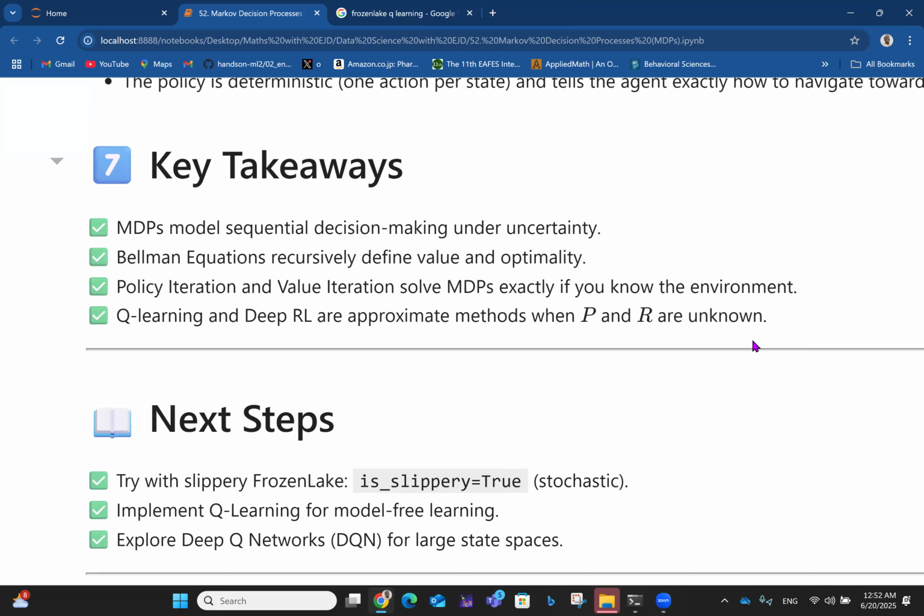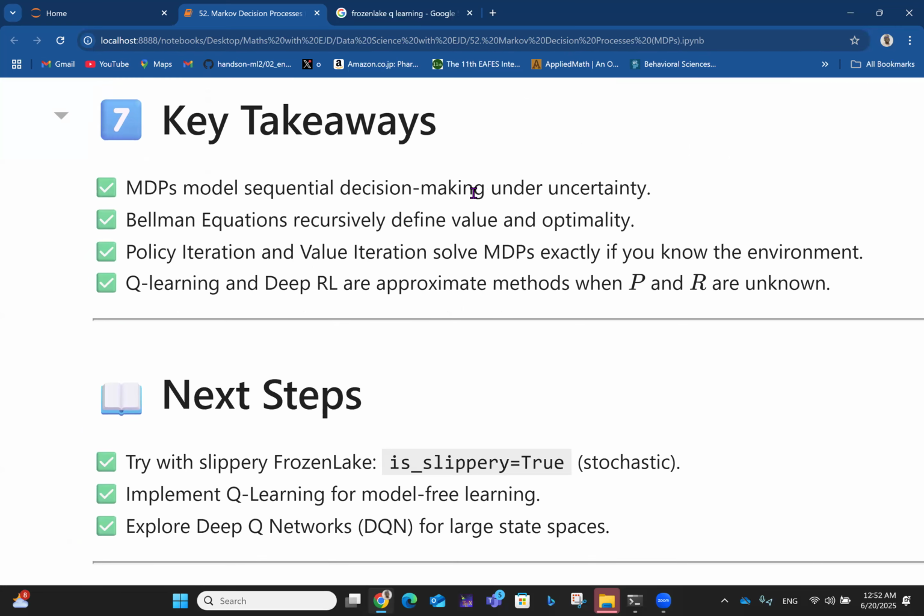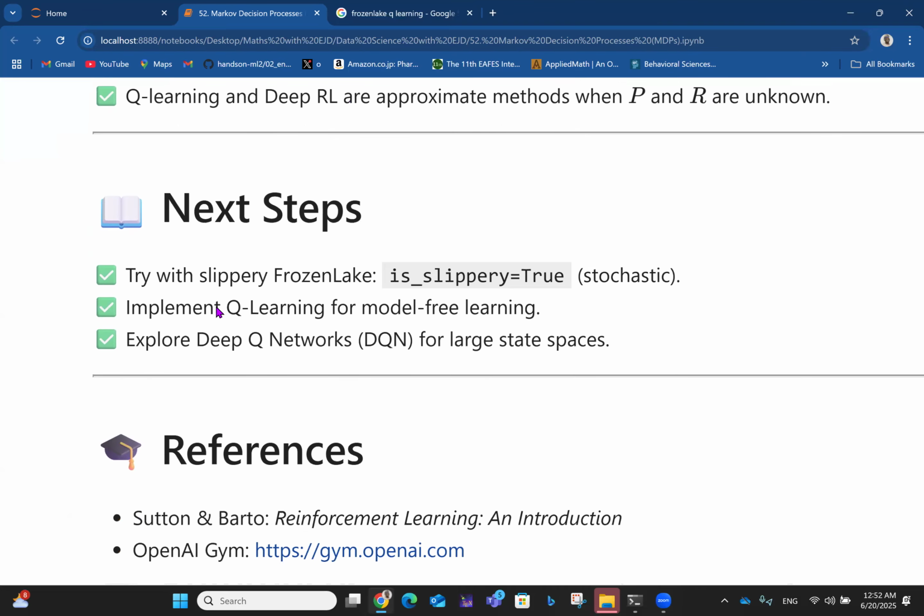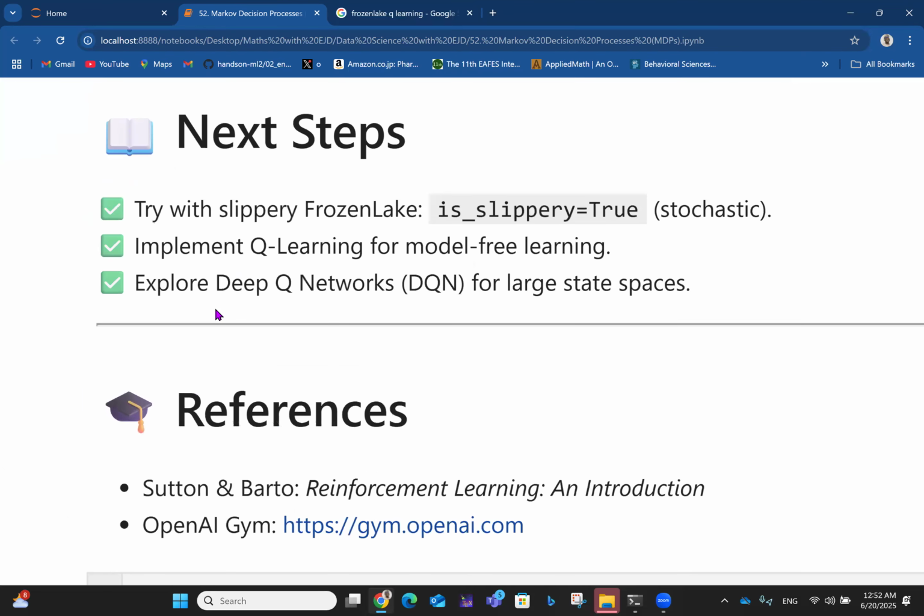Key takeaways: Markov decision processes model sequential decision making under uncertainty, and you see the more reason why it should be stochastic for the most part. Bellman equations recursively define value and optimality. Then policy iteration and value iteration solve MDPs exactly if you know the environment. Q-learning and deep reinforcement learning are approximate methods when P and R are unknown. We are going to learn more about this in future videos. For next steps, you can try slippery FrozenLake, which we've tried already.